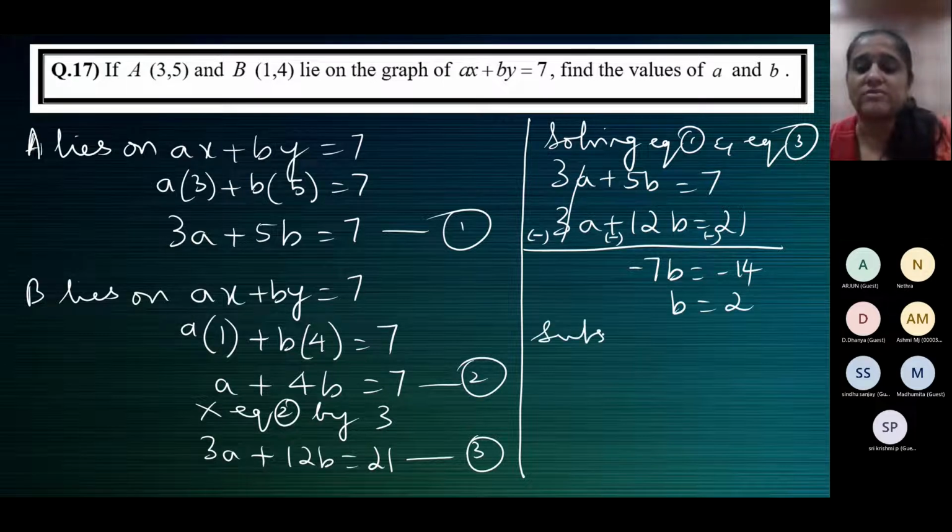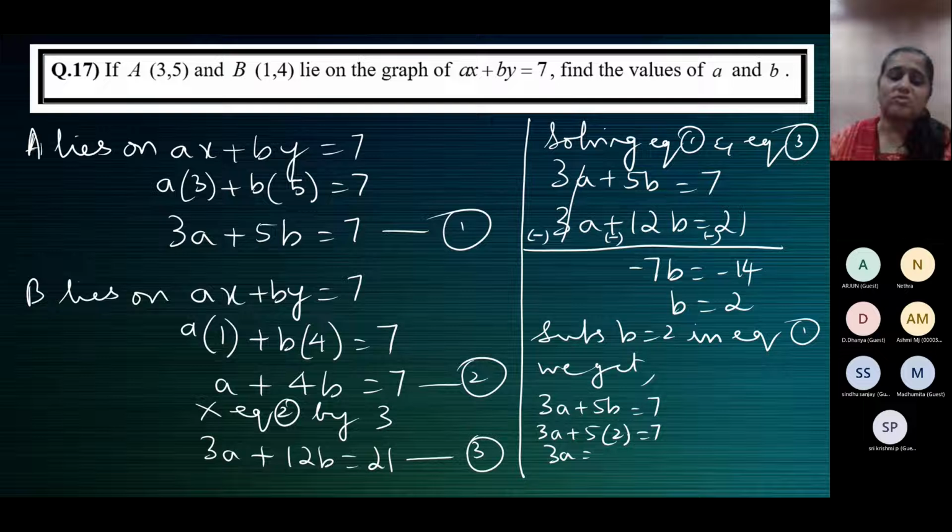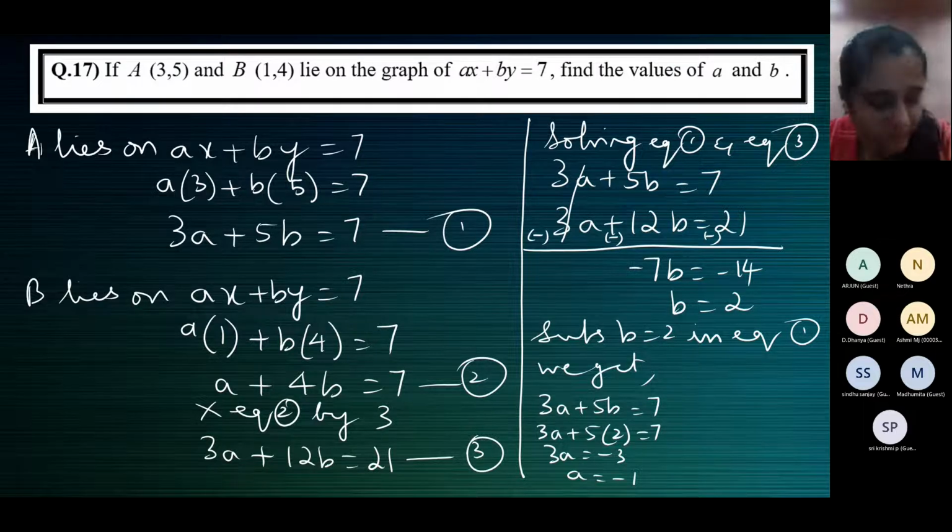Now substituting B is equal to 2 in any equation, 1, 2 or 3. Supposing in equation 1, the equation is 3A plus 5B is equal to 7. So 3A plus 5 into 2 is equal to 7. So 3A is equal to, now 5 2s are 10. When it goes to the other side, 7 minus 10 is minus 3. A is equal to minus 1. So the question is to find the values of A and B. The value of A is minus 1 and the value of B is 2. Write down, children. If this was not a part of the homework, please write down now.